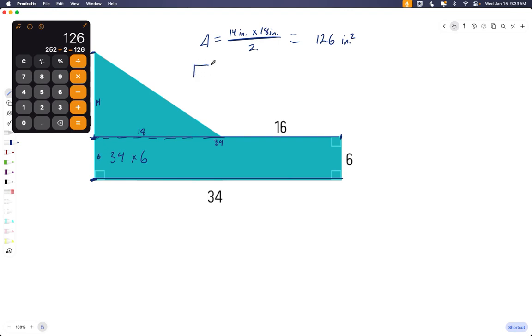The rectangle is easier, because it's just going to be 34 inches by 6 inches. So we just do that calculation, 34 times 6, which is 204 inches squared. So then we just add these together, and that would be 330 inches squared. Not so hard, right? Not when you think about it, not when you can break it down into the shapes.